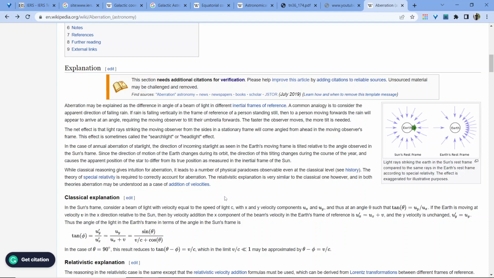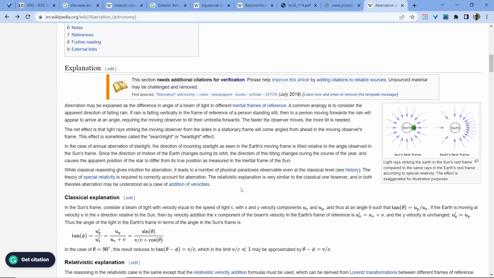In the case of annual aberration of starlight, the direction of incoming starlight as seen in the Earth's moving frame is tilted relative to the angle observed in the Sun's frame. Since the direction of the Earth's motion changes during its orbit, the direction of this tilting changes during the course of the year and causes the apparent position of the star to differ from its true position as measured in the inertial frame of the Sun.